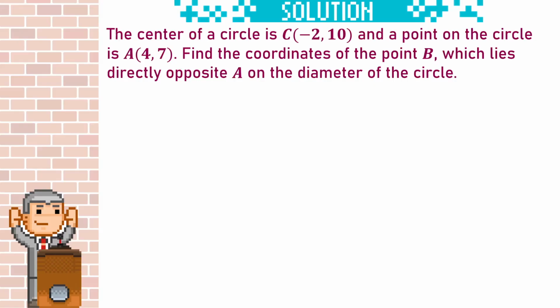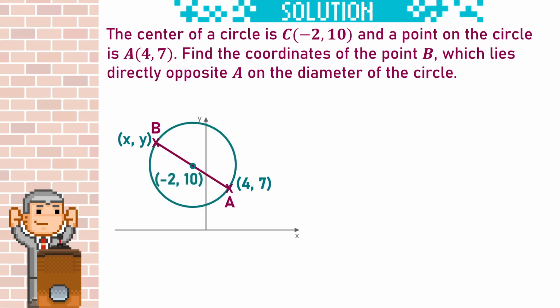In this question we're told that the centre of the circle C is at minus 2, 10, and a point in the circle A is at 4, 7. And we're asked to find the coordinates of point B, which lies directly opposite A on the diameter of the circle. So again, let's sketch this out. This time we've got negative coordinates, so we need to have the 2 quadrants in. And we know that A is at 4, 7 and B is somewhere over at the top left because C is in the middle here. So C is at minus 2, 10.